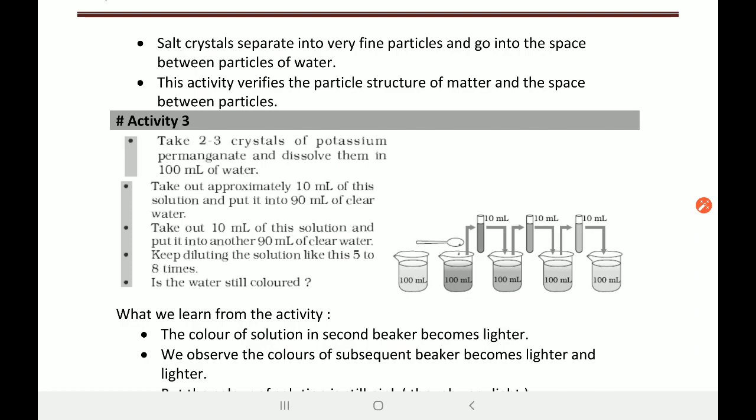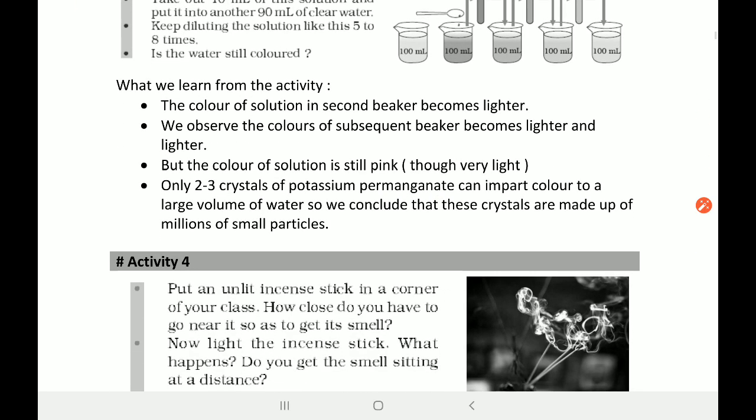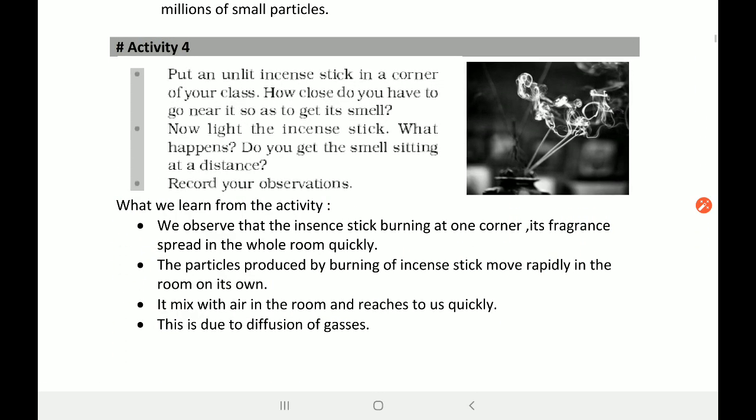Okay, so this activity proves that the particle size is very small. You can check what we learned from the activity. You can read it properly because I'm sending this PDF to you. Don't worry, the PDF is already being sent. Okay, activity number 4. It's a very simple activity.